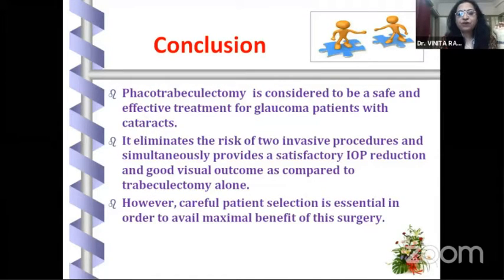So to conclude, phacotrabeculectomy is considered very safe for patients with coexisting glaucoma and cataract. It eliminates two invasive procedures and can simultaneously control the intraocular pressure, and the visual outcome is good. However, careful selection is important for the maximum benefit of patients.